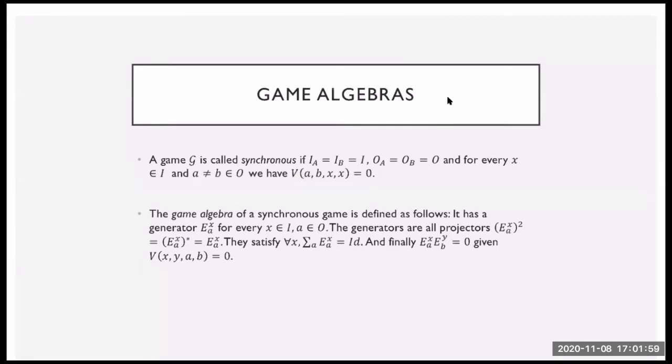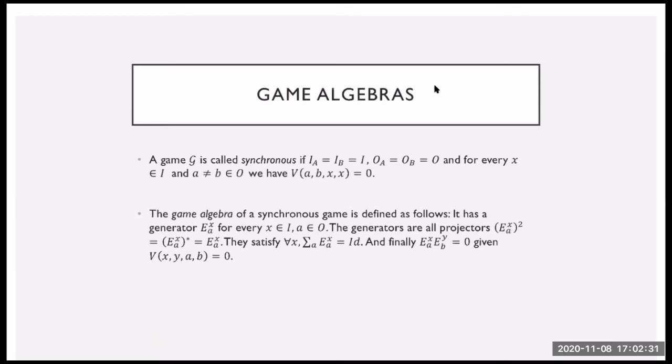So what is a synchronous game? A synchronous game is just a game for which the inputs to both players are the same. The input sets of both players are the same. The output sets of both players are the same. So we just have I and O instead of IA, IB, OA, and OB. And for every specific question, if I send both players the same question, they need to output the same answer.